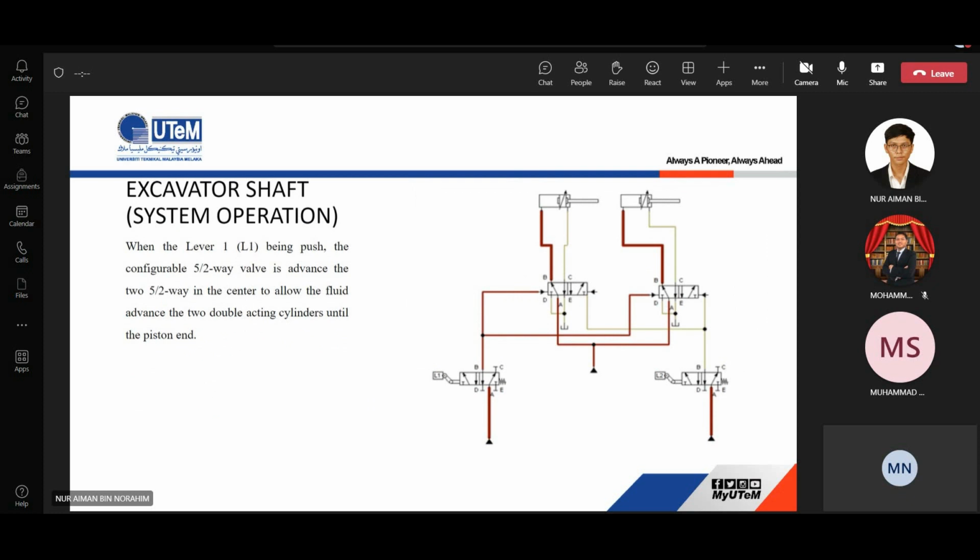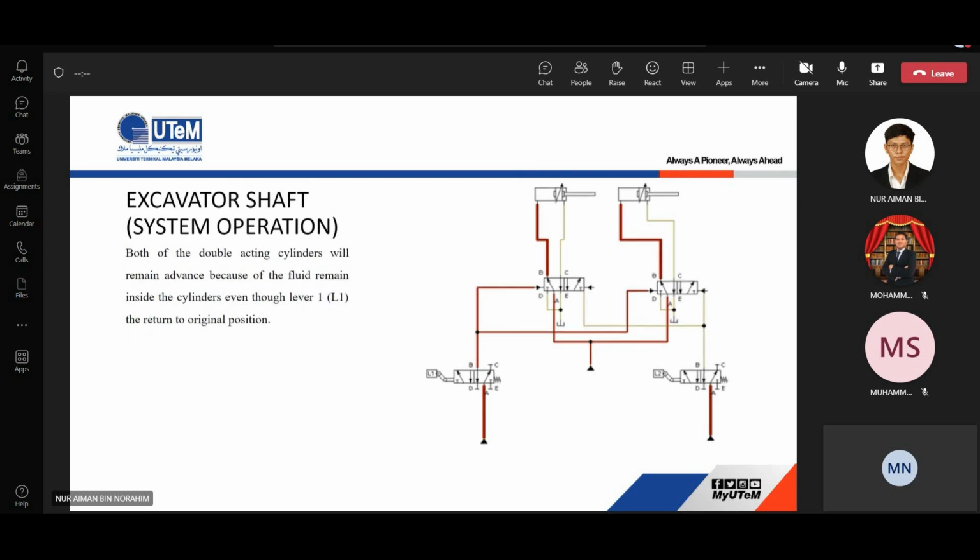So for the system operation, when lever 1 or L1 is pushed, the configurable 5/2-way valve is advanced. The 5/2-way valve in the center allows the fluid to advance to the two double-acting cylinders until the piston end. And next, both of the double-acting cylinders will remain advanced because the fluid remains inside the cylinders even though lever 1 or L1 returns to the original position.